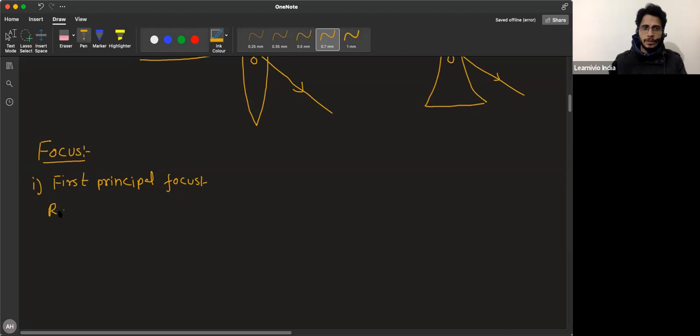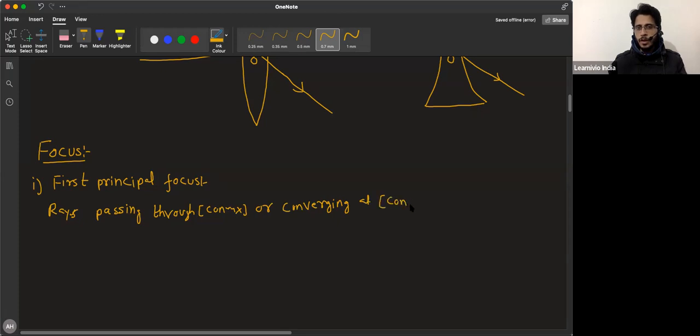So rays passing through, we use this statement for a convex lens, or converging at, we use this statement for a concave lens.